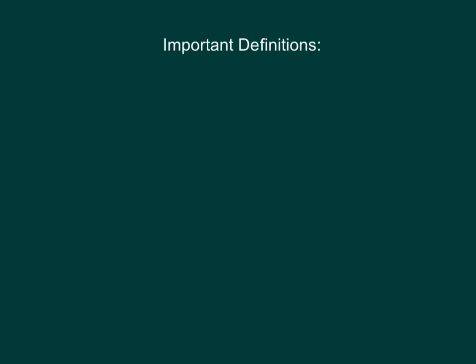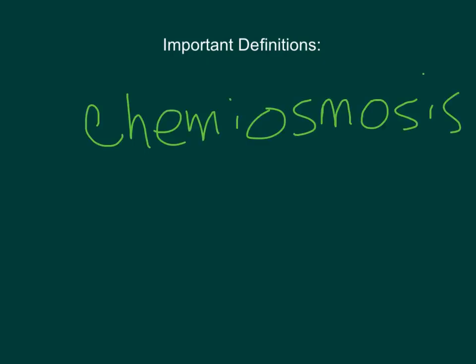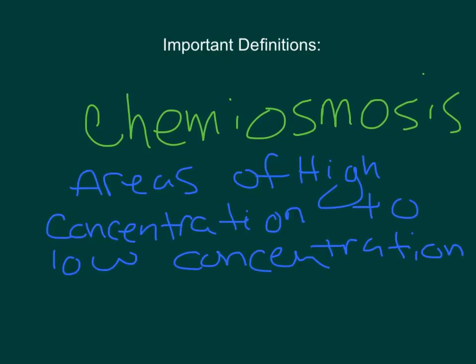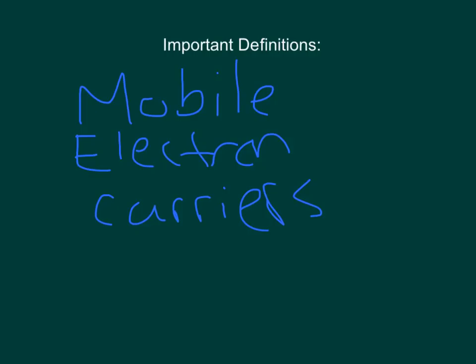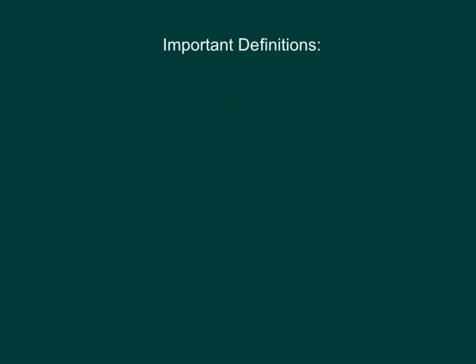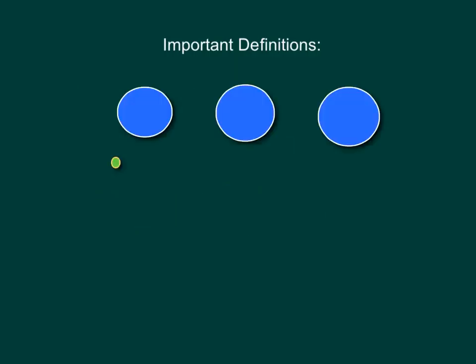But first, a few important terms. Chemiosmosis, otherwise known as a proton pump. This is defined as the movement of ions from areas of high concentration to areas of low concentration through a membrane protein. This results in a release of hydrogen ions, which are later used to make ATP. The second important definition to know is mobile electron carrier. These are carriers that carry electrons between proteins in the inner mitochondrial membrane.